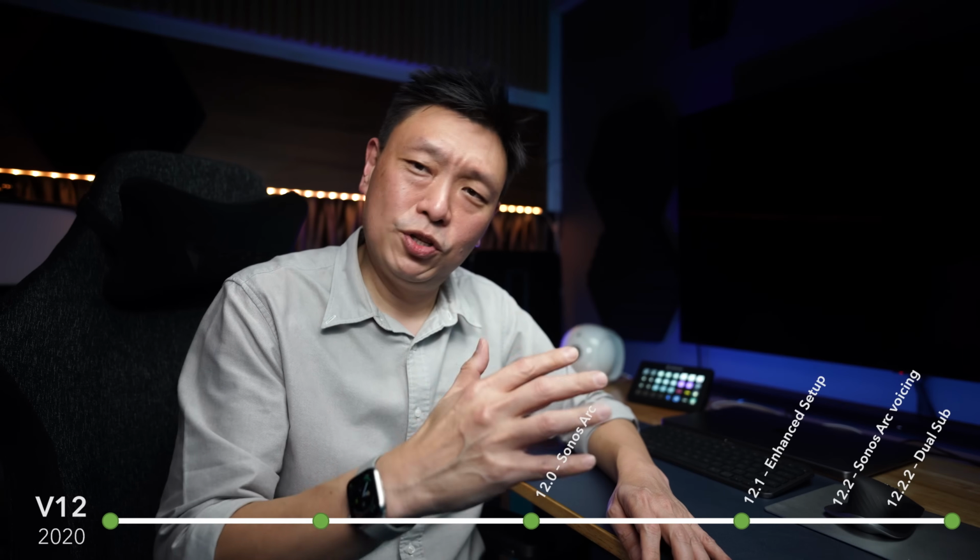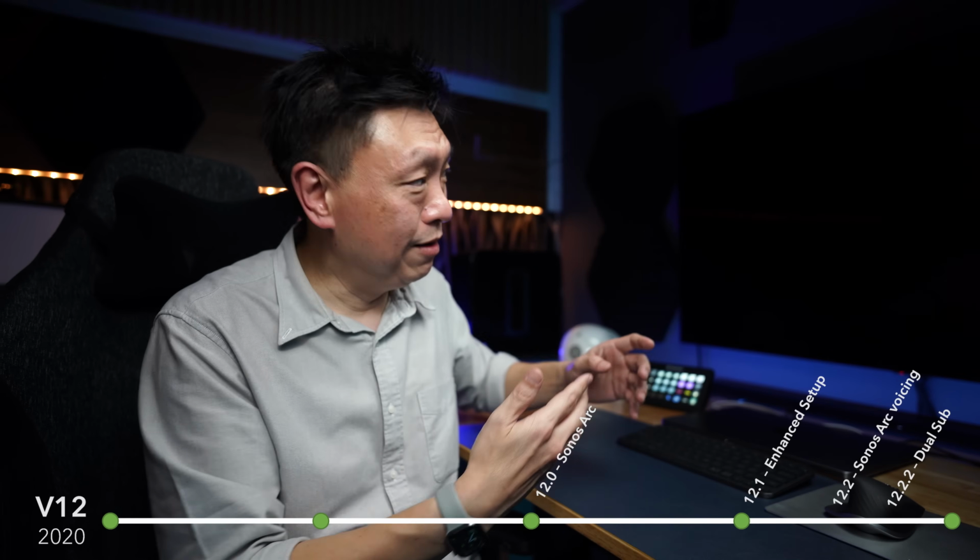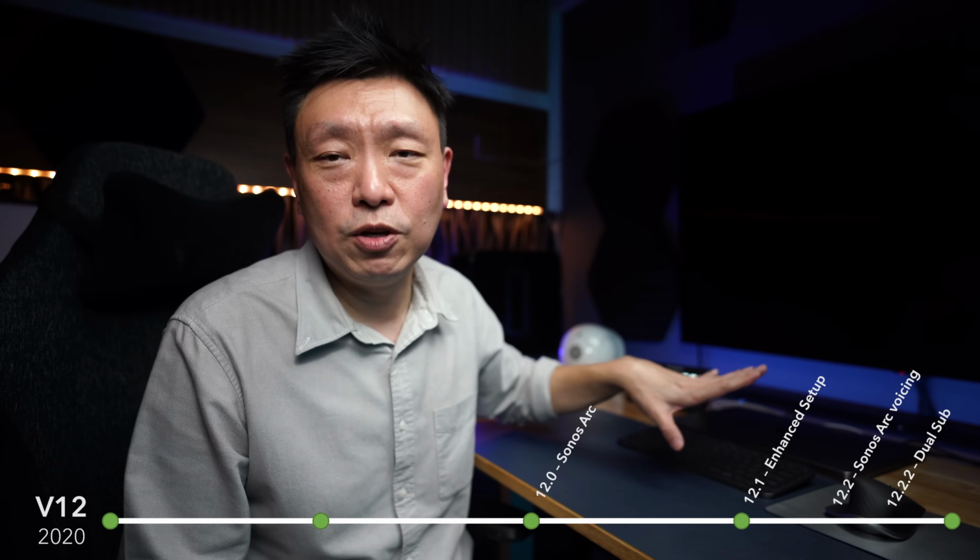Now, if you look at 2020, the first update for version 12.0 came only in June, and that was to coincide with the launch of the Sonos Arc. And the Sonos Arc is a big thing, right? And almost 2 years after launch, people are still having difficulties trying to get their hands on the Sonos Arc. Supply issues caused by the COVID-19 pandemic, but never mind that, not the discussion for today.